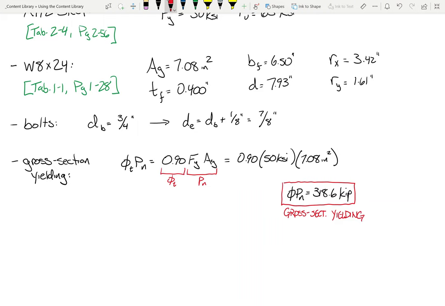Now, that is the capacity according to gross section yielding. What is the formula for capacity according to net section fracture? It's not 0.9 FYAG, it's something else. What is it? 0.75 times FU times net area times U. We have FU. We know that. That's 65 KSI. Do we know the net area? No. Do we know the shear lag factor? No. So that's what we need to focus on. So let's take them one at a time. Let's start off with the net area.